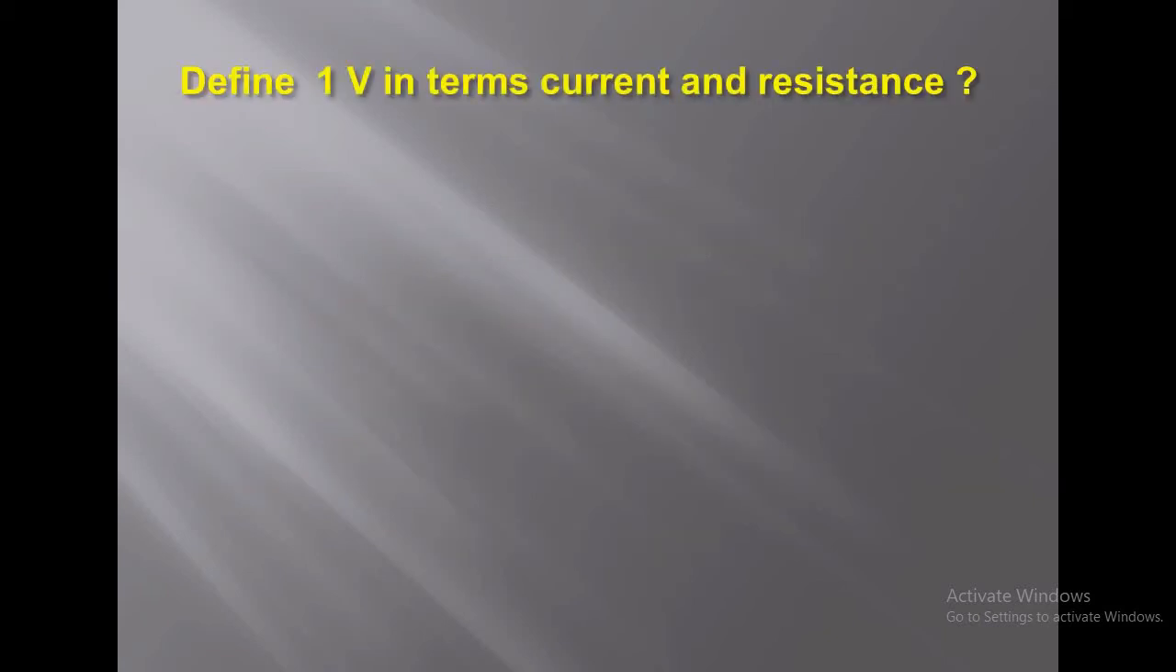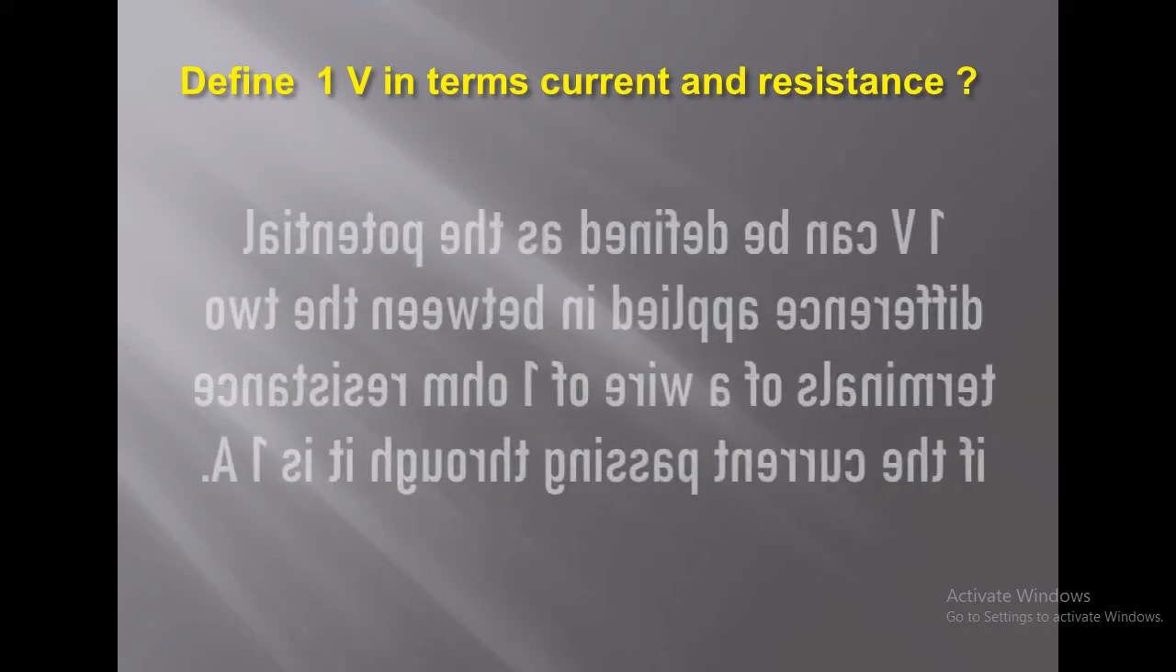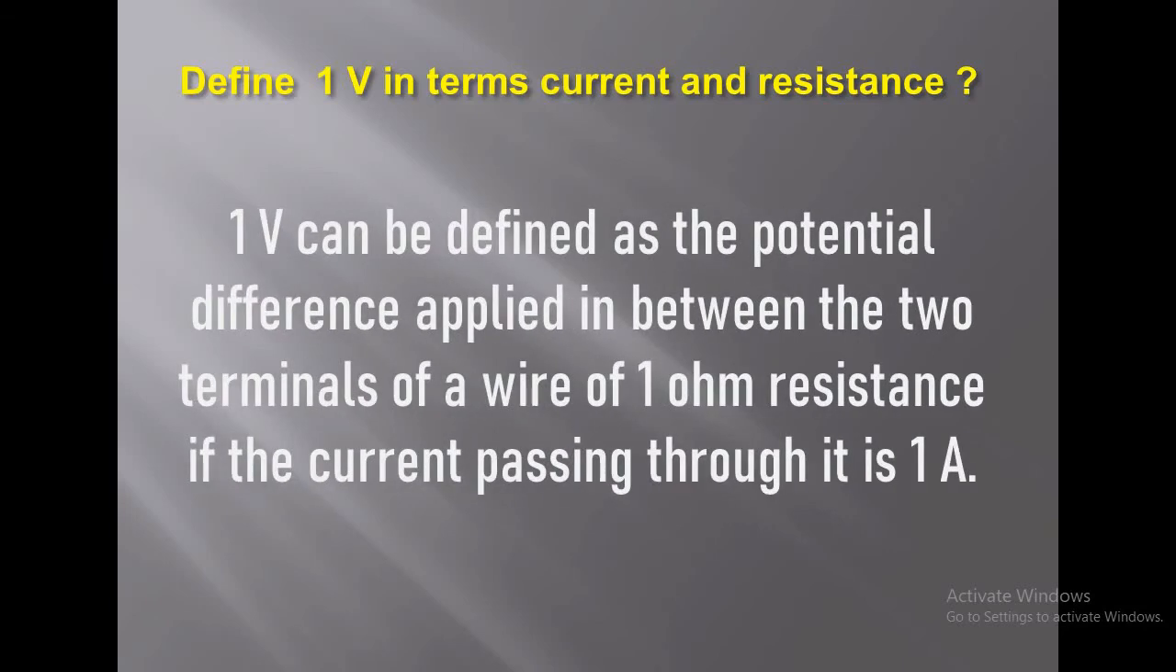Then define 1 volt in terms of current and resistance. 1 volt can be defined as the potential difference applied in between the two terminals of a wire of 1 ohm resistance if the current passing through it is 1 ampere. Then next is, what are the factors affecting resistance of a wire?